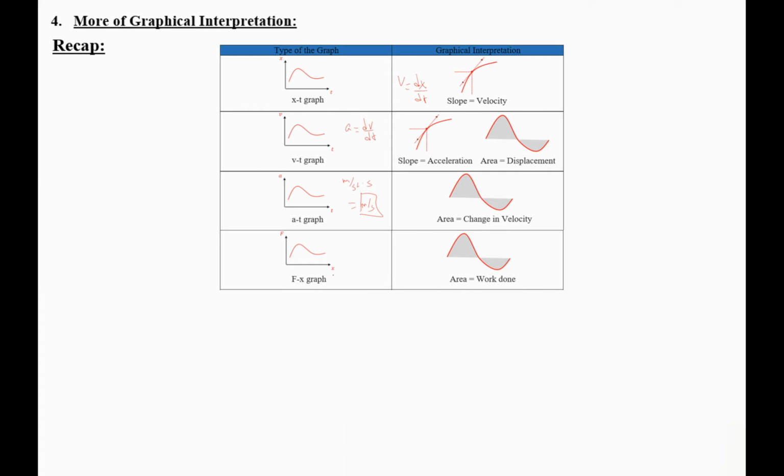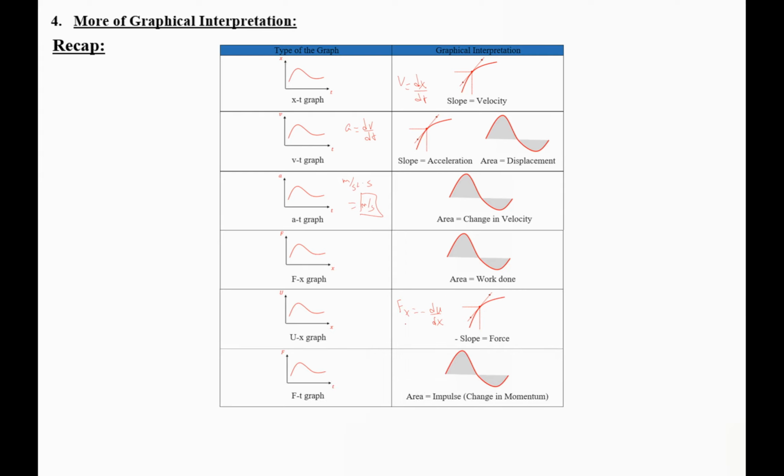How about F versus x? This has been interpreted as an area for the work done. Now U versus x, if we do the tangent at a specific instant, we do the slope, and the negative of the slope would give you the force, because for a conservative force we have Fx equals minus dU by dx. So we do the slope of the tangent to a particular point, we can calculate the slope of this tangent, which is the line. The negative of the slope would represent the force.